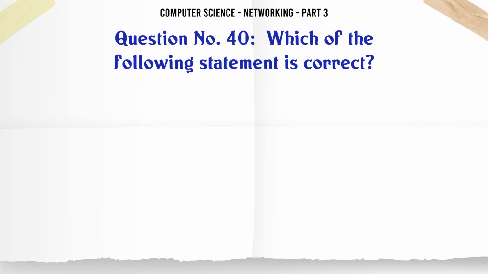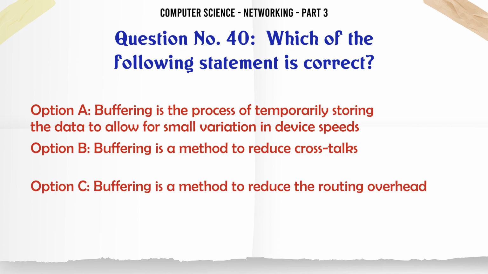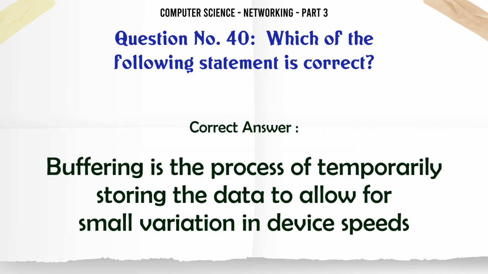Which of the following statements is correct? A. Buffering is the process of temporarily storing the data to allow for small variation in device speeds. B. Buffering is a method to reduce crosstalk. C. Buffering is a method to reduce the routing overhead. D. Buffering is storage of data within the transmitting medium until the receiver is ready to receive. The correct answer is buffering is the process of temporarily storing the data to allow for small variation in device speeds.